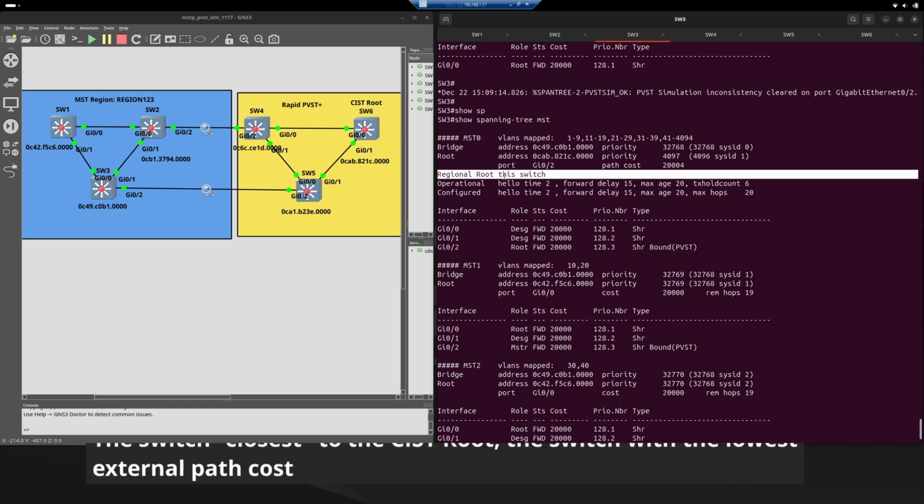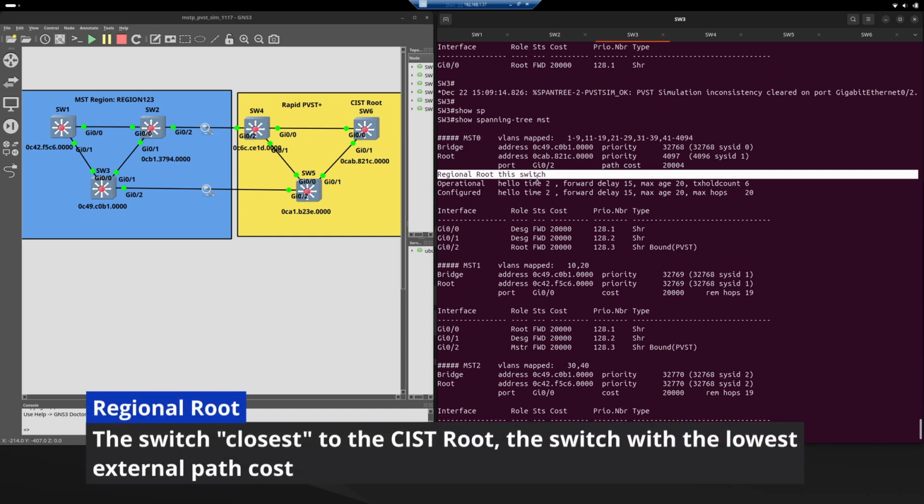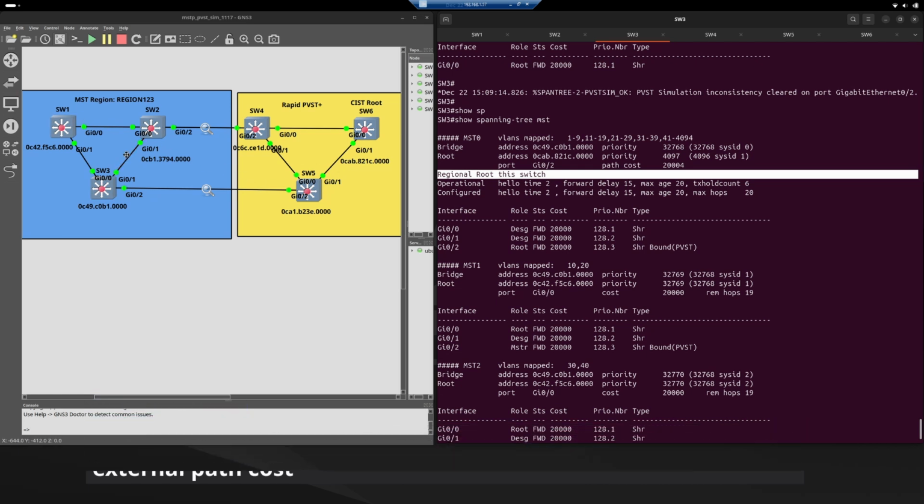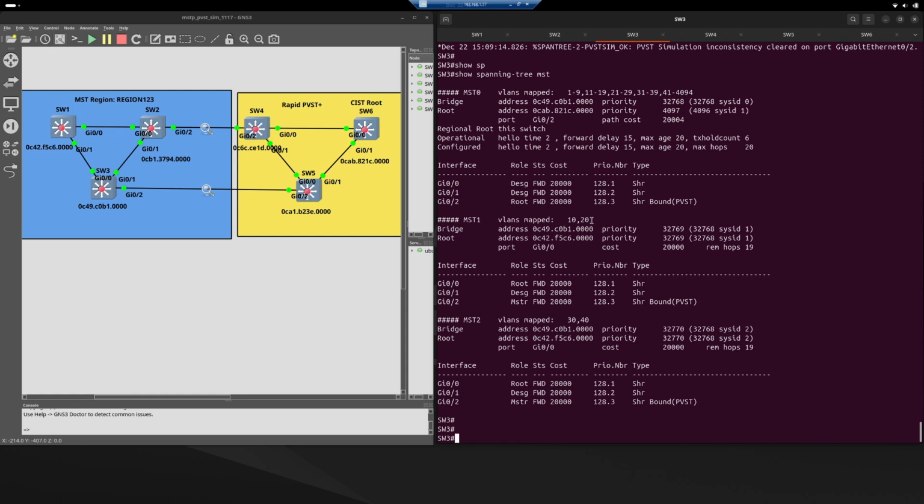So what does this mean? It's basically the closest switch to the CIST root. When the CIST root was in the MST region, the CIST root and the regional root was the same switch, so switch 1. Now both switch 2 and switch 3 have the same external root path cost.